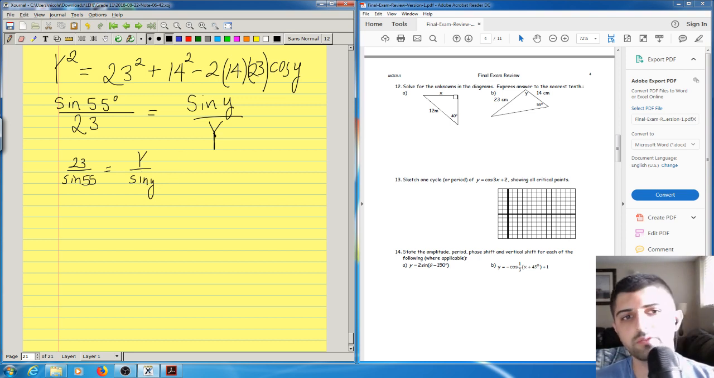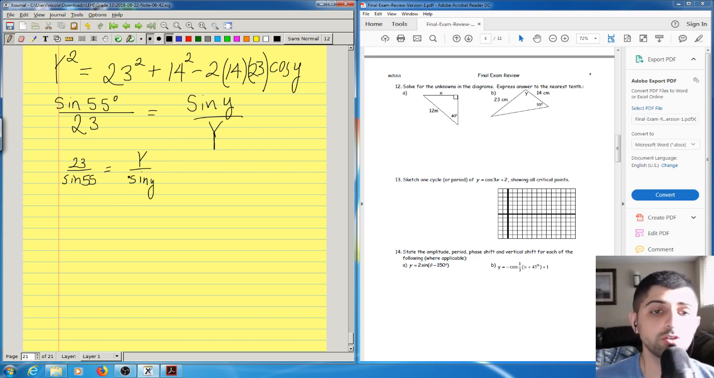Usually what students do is they do like a cross multiplication and then isolate that way. That adds an extra step. Really, this is a simpler step than doing cross multiplication. This is basically just flipping both sides. You can do that so long as you do it to both sides, right? Now, if I multiply both sides by sine y, then I have isolated for capital Y. Capital Y is going to be 23 sine y over sine 55.